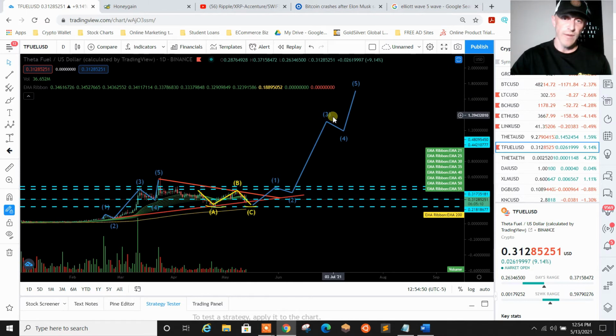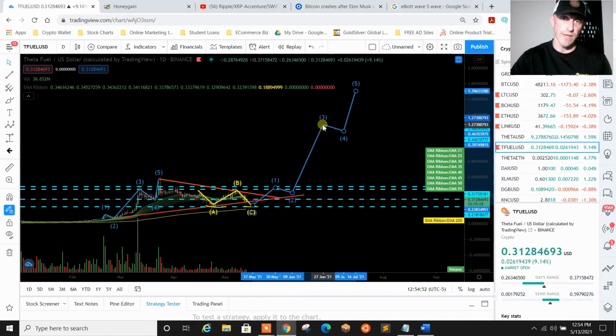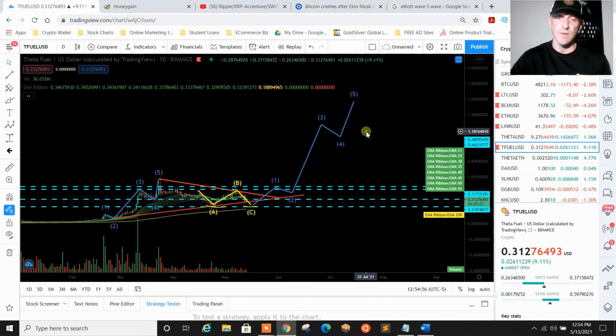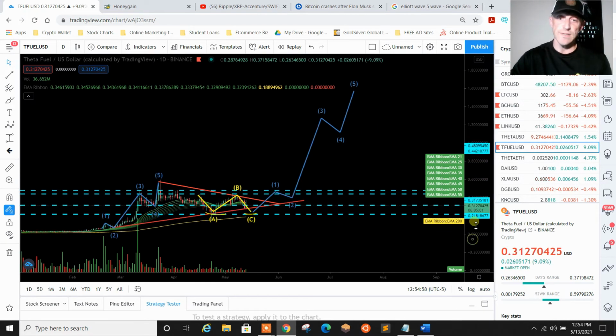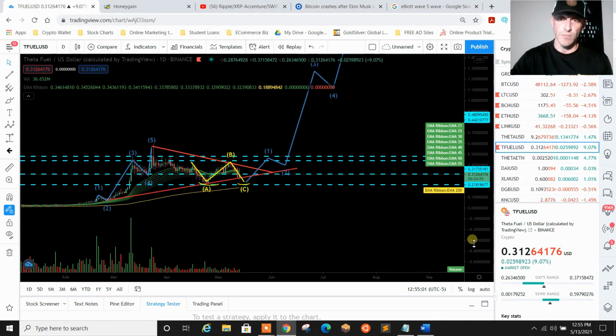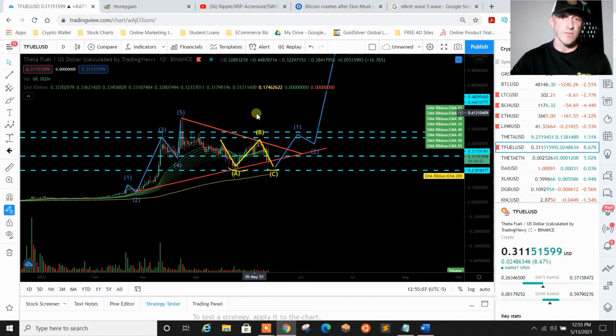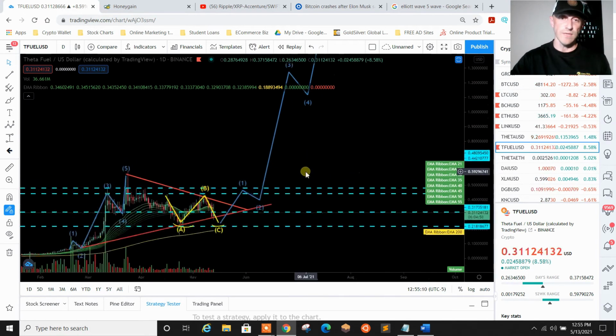I don't know how far it's going to go. You just got to wait and see. But these are all based on impulse waves of people's emotions and what they do when they FOMO in when the price really starts moving like this. So that's basically the technical analysis right now for both theta and T-Fuel.